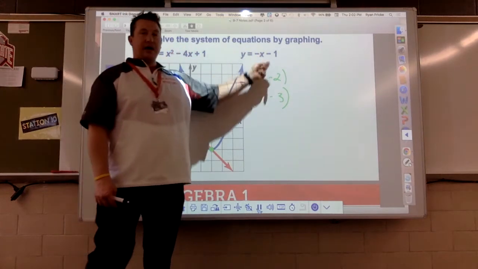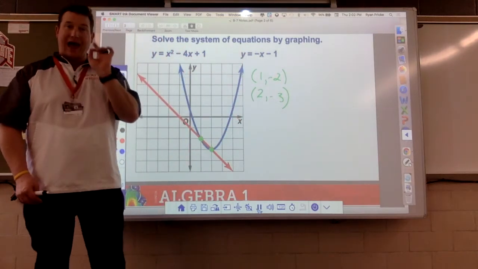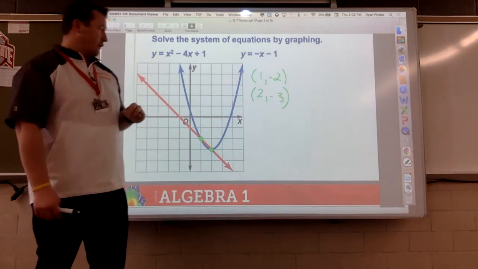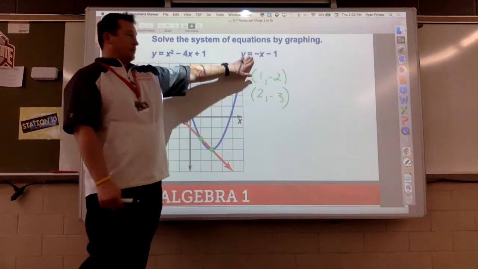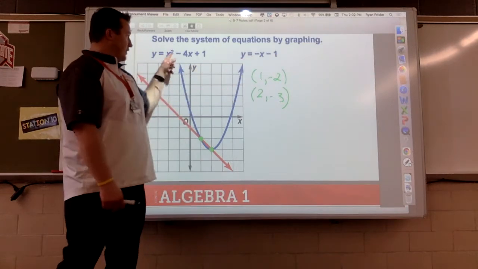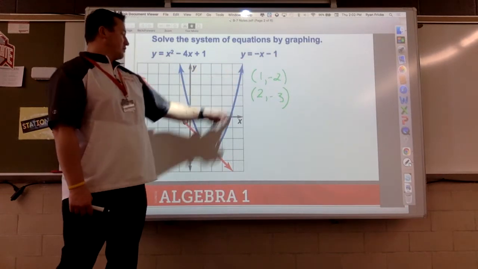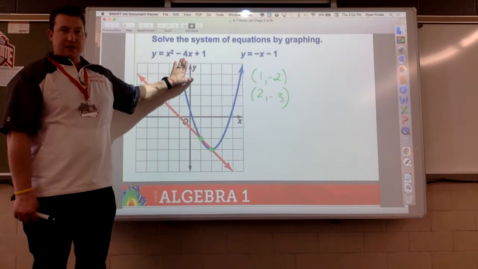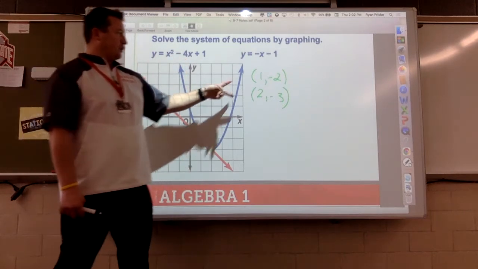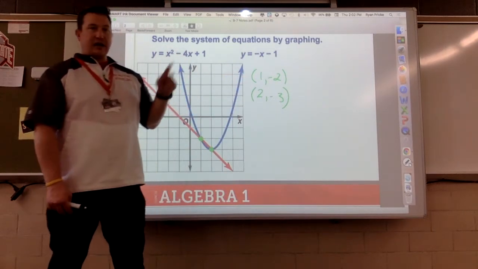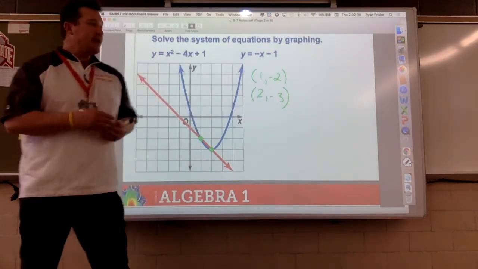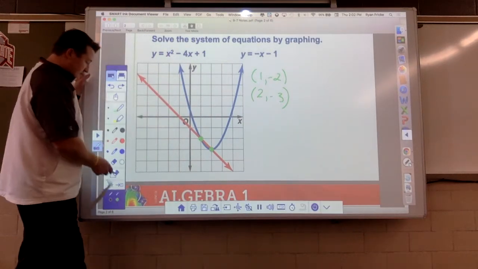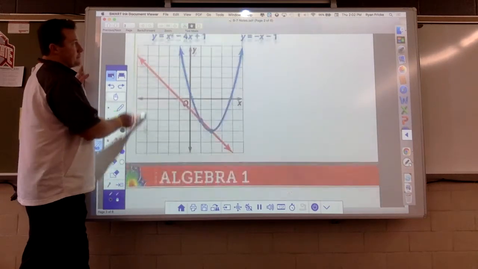So these are the only 2 combinations of x and y values that we can substitute in here for x and y and make both of these true at the same time. All of the ordered pairs on the red line make this true. All of the ordered pairs on the blue parabola will give us true statements here. But there's only 2 ordered pairs in the whole world, and they're these 2 right here, that will make both of these true at the same time. Simultaneous equations, sometimes also referred to as systems, okay?